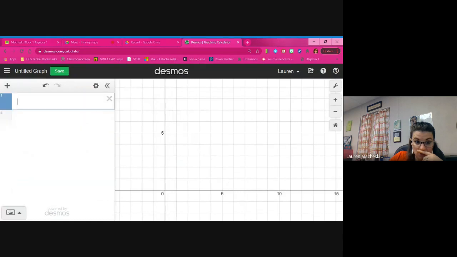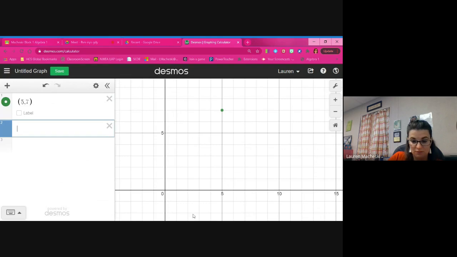All right, so the point you want to go through is (5, 7), right? So I'm going to put that point in, and then I'm going to try, what was the first? x equals 5 was the first one. So then I'm going to put in x equals 5.